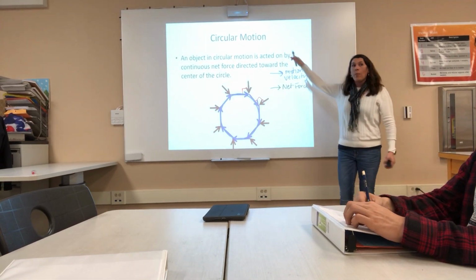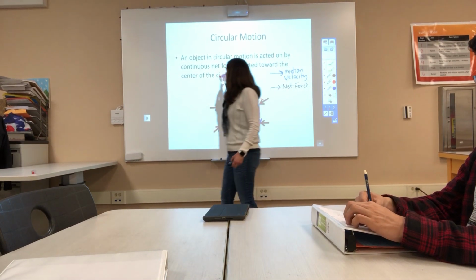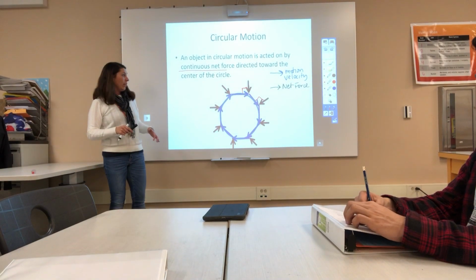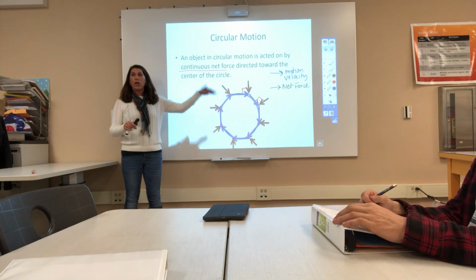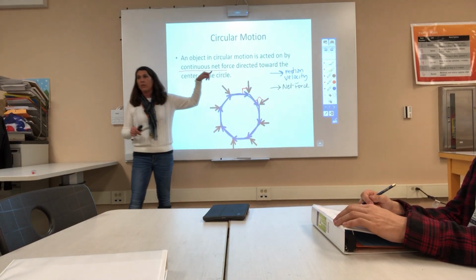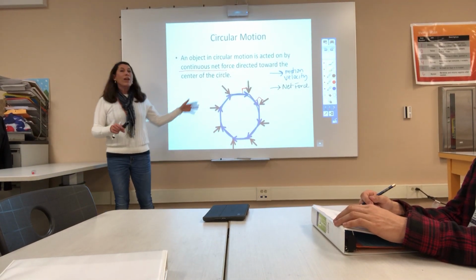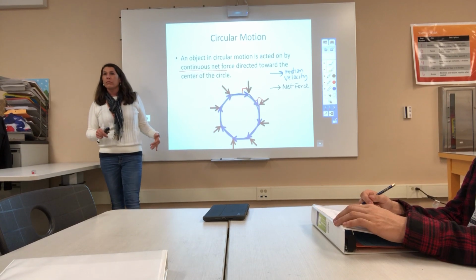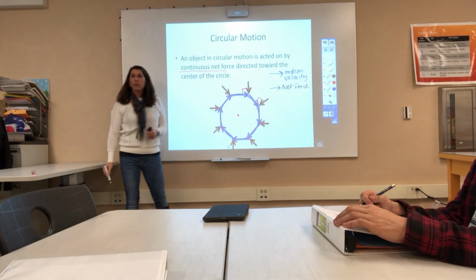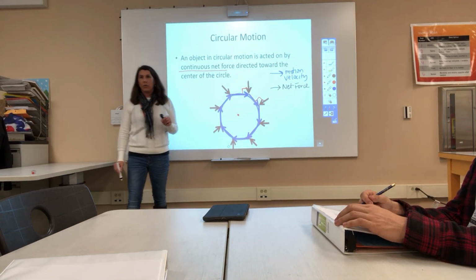So when we go back to our definition, the one that didn't seem to make a whole lot of sense at first, this continuous net force, if it wasn't continuous, it wouldn't be circular. If it was only 8 times, I'd have an octagon shape, not a circle shape. But the continuous net force allows me to have a circular or a curved shape. Now, what direction are all of those arrows pointing? In, toward the center of the circle.